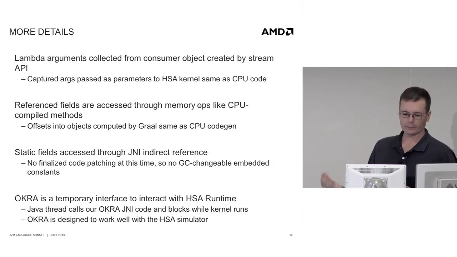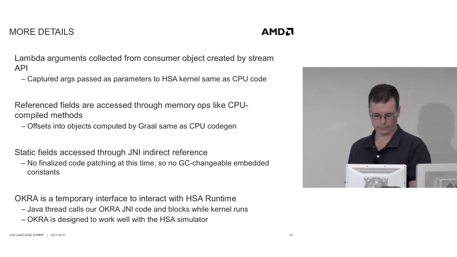Because the kernel is finalized, we don't have any way to rewrite pointers embedded in the code, and there's no debug info or anything like that. So in order to access static fields, we pass in some helper pointers, and the code has a special sequence to be able to go back and access static fields that would be referenced by embedded pointers in x86 code. Right, and I already talked about the Okra.